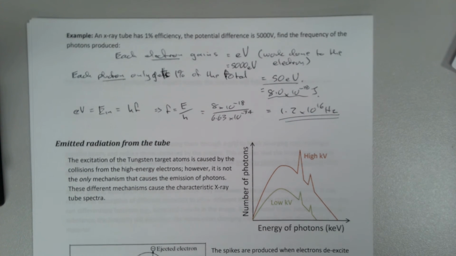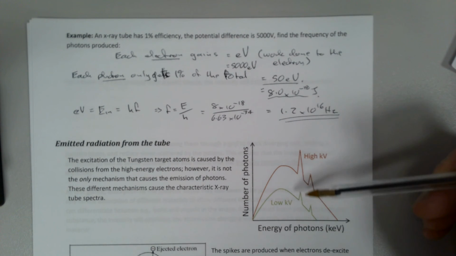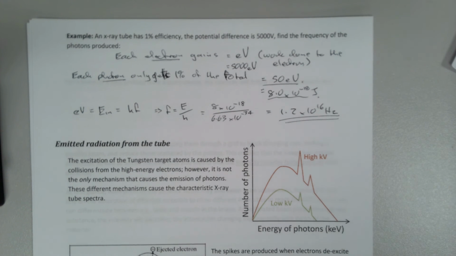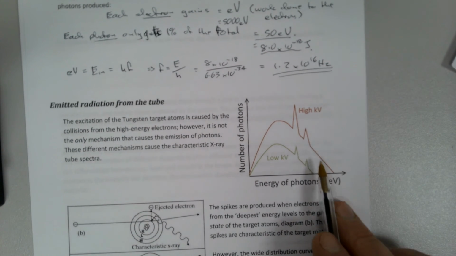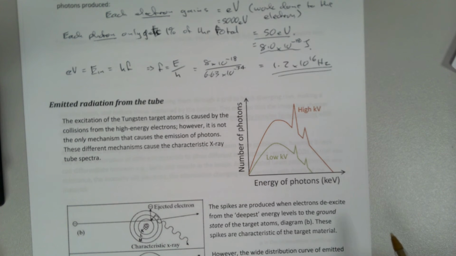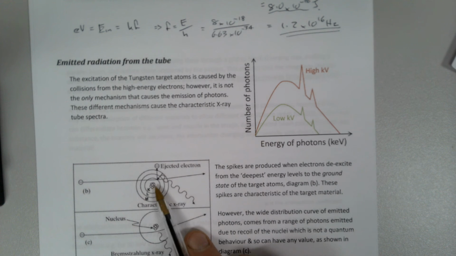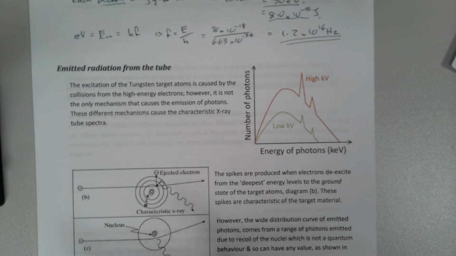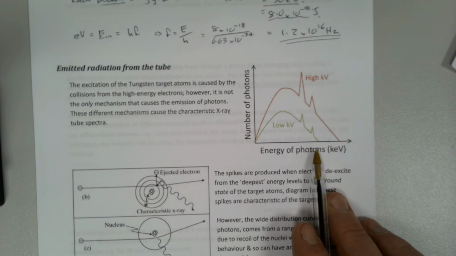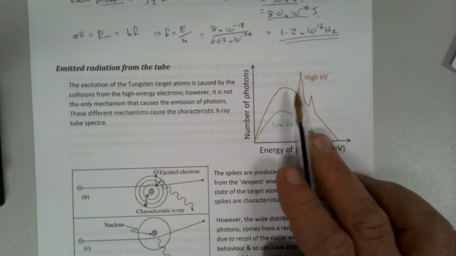However, there's a second process that goes on, and that second process is what gives these spikes. These spikes are very characteristic of what's happening within the tube. So, could we break it down? Well, yeah, these are specific energies, these are specific photon energies, these are specific frequencies. These are the characteristics of your electron drop. So excitation of tungsten gives you very definite frequencies, therefore very definite energies. These are characteristics of the tungsten.